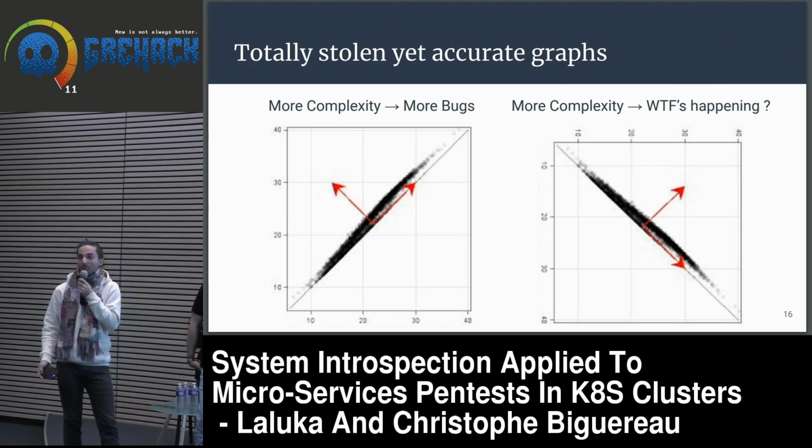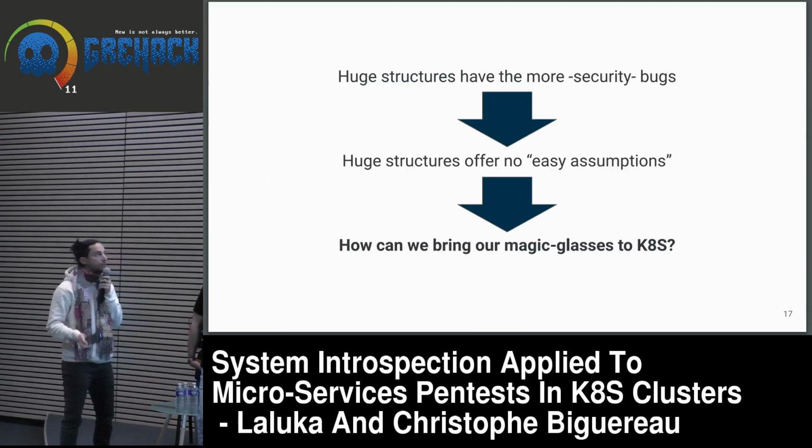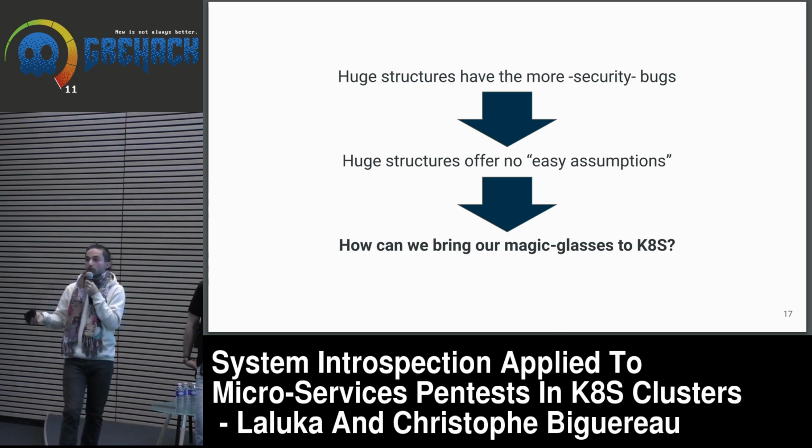So we had to find a solution to still be able to do our security assessment, but not pick one microservice after another. Currently, we have around 400 microservices. We are two-ish pentesters. It's just no game. So we had to find another way. So here is the main TLDR for this first part. Big structures imply lots of bugs. Big structures also imply good luck with that.